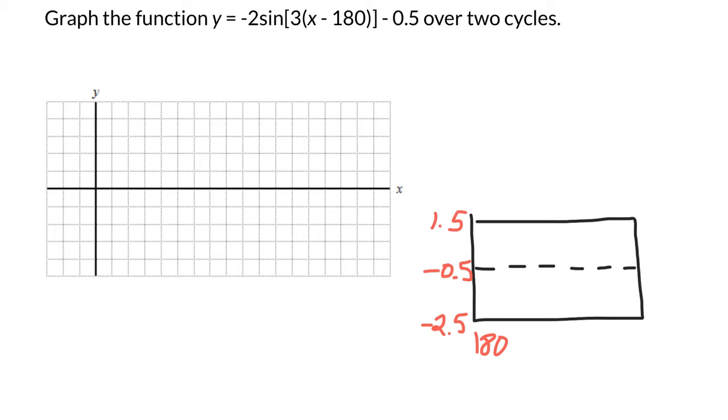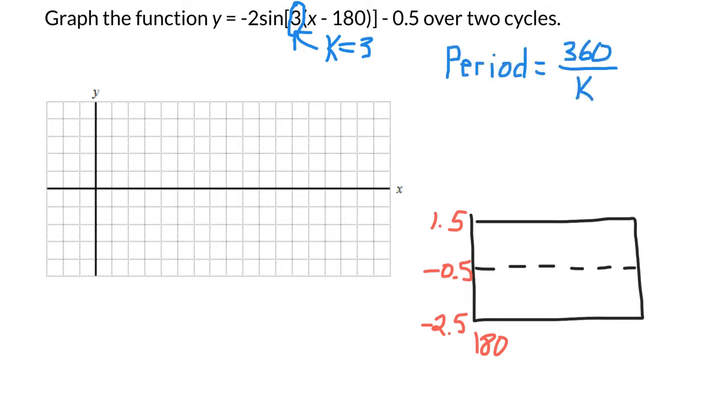The trickiest part is when you have a k value. So in this case, k equals 3. This refers to a horizontal stretch or compression, and it's kind of the opposite of what you would expect. So we're not multiplying by 3, we're actually going to be dividing by 3. And I'm talking about the period.